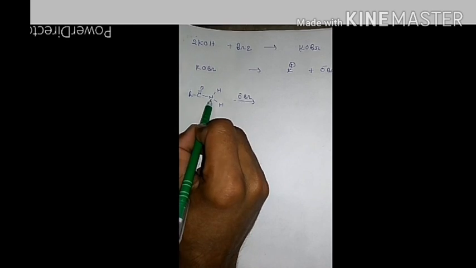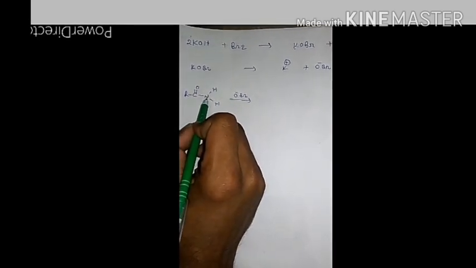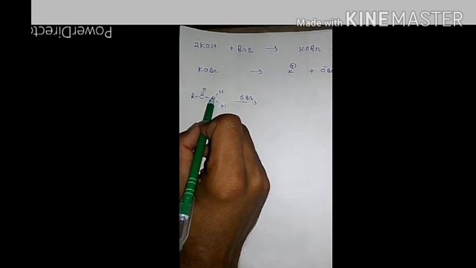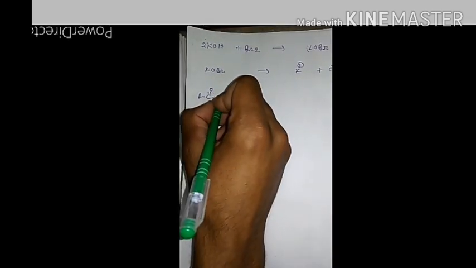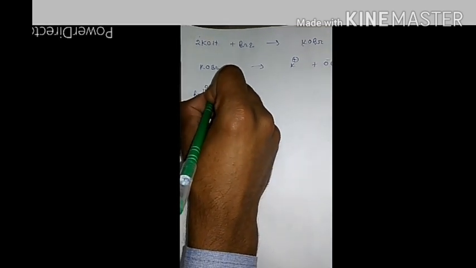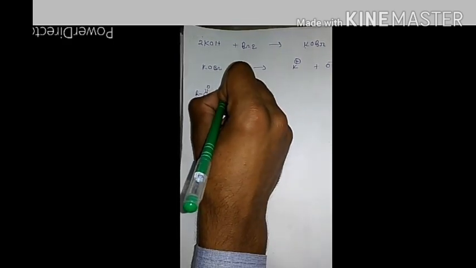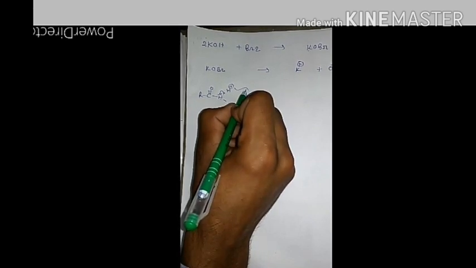Here, the electronegativity difference between nitrogen and hydrogen atom: the electronegativity of nitrogen atom is more than hydrogen. Hence, both the electrons of this bond are pulled towards nitrogen. Here negative and backside positive. This proton is attracted by this ion.